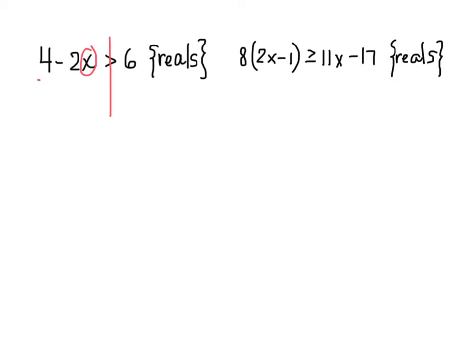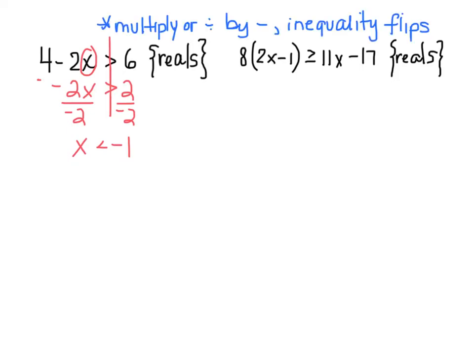I'm going to circle the 4, so we're going to subtract 4. We're going to divide by the -2. Don't forget, when I multiply or divide by a negative with an inequality, the inequality sign will flip. So let's pause and put that note in our notes. So what this means is any number that I put in that's less than -1 will give me an answer that's greater than 6. So I need to show that on a number line.